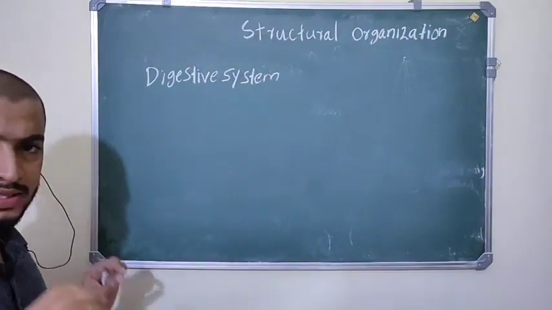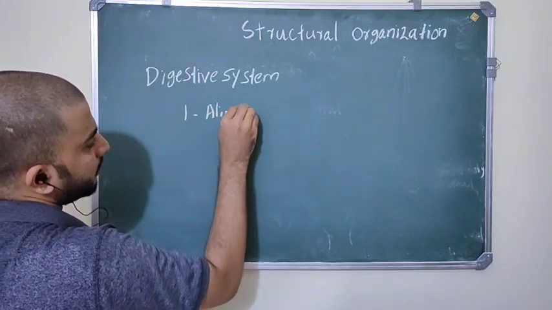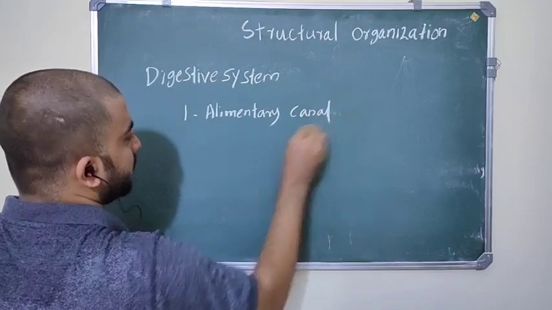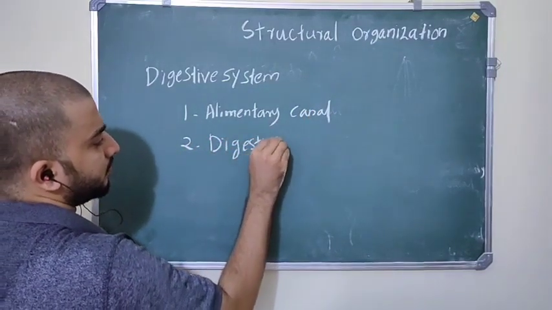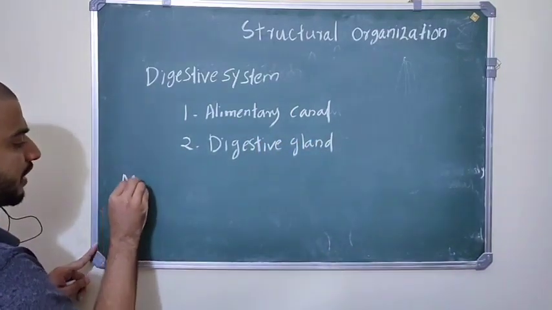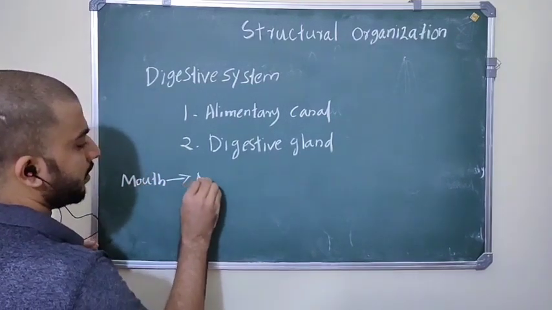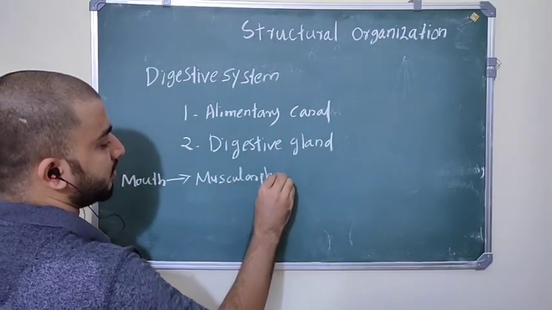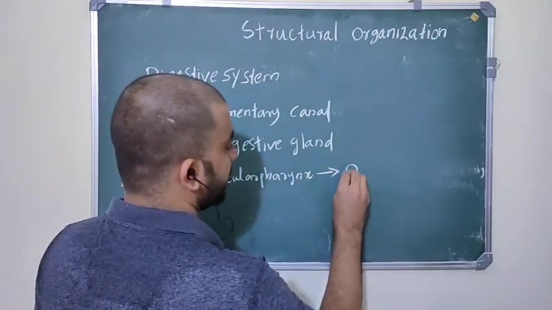So mainly the digestive system of the leech consists of the alimentary canal and digestive gland. The alimentary canal starts from the mouth. Then what happens? It leads to the muscular pharynx, then the esophagus.